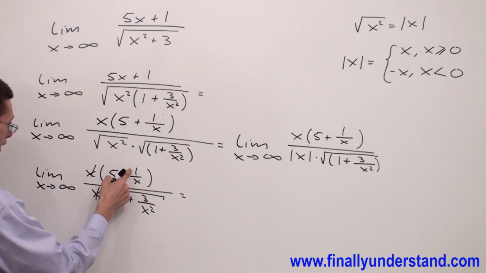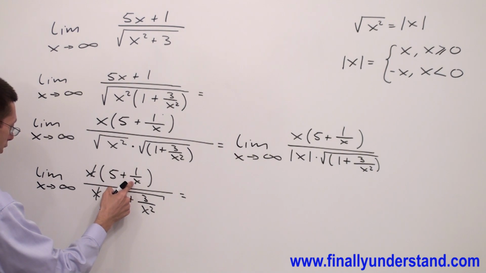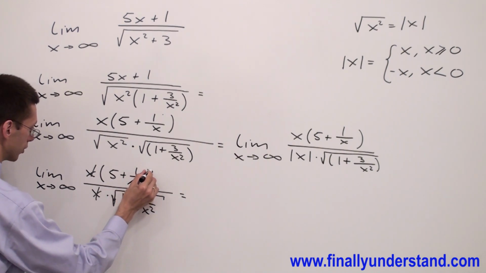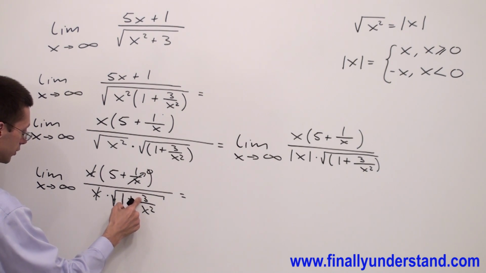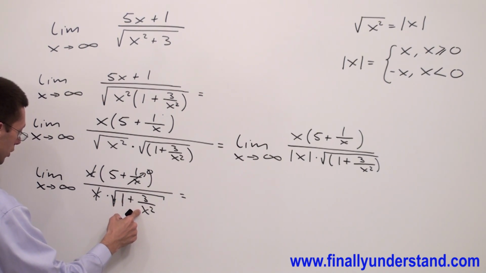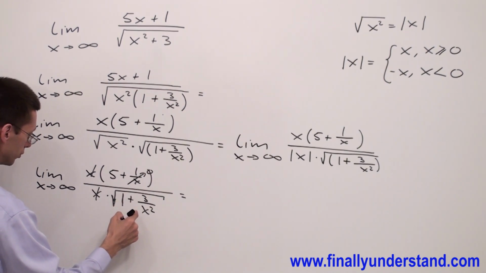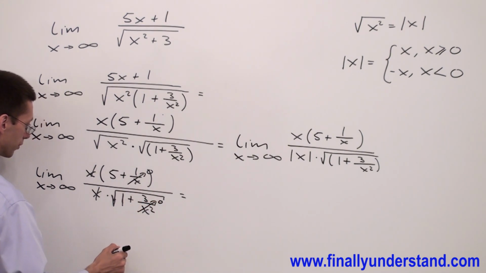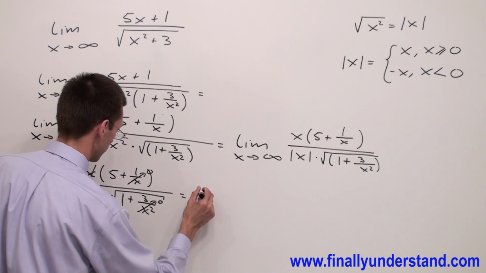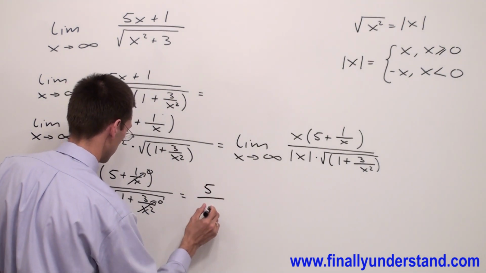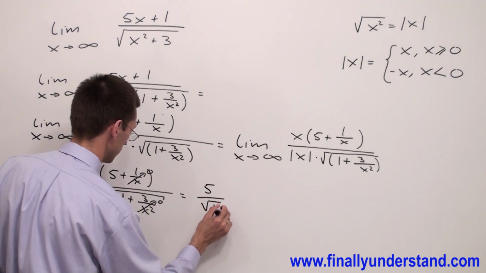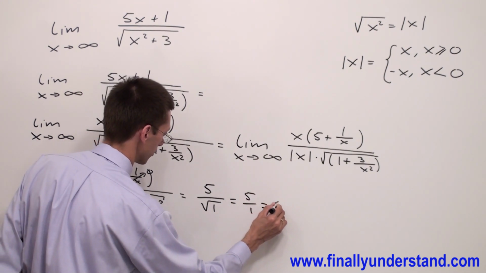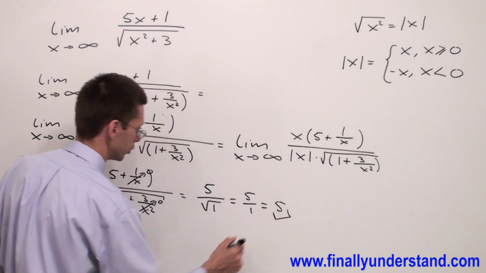In the numerator, I have constant, denominator is x. X goes to infinity, that's why this fraction will approach 0. In the numerator, I have constant, denominator is going to go to infinity, that's why this fraction will approach 0. And I have 5 over square root of 1, which is equal to 5 over 1, which is equal to 5. And this is the solution to my problem.